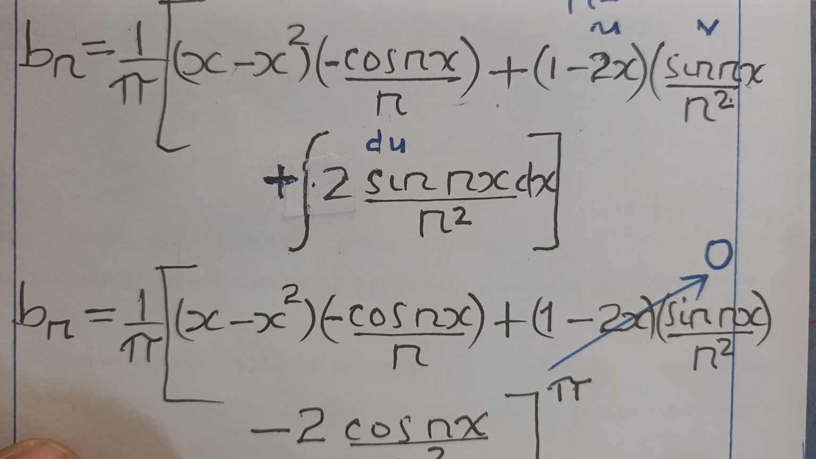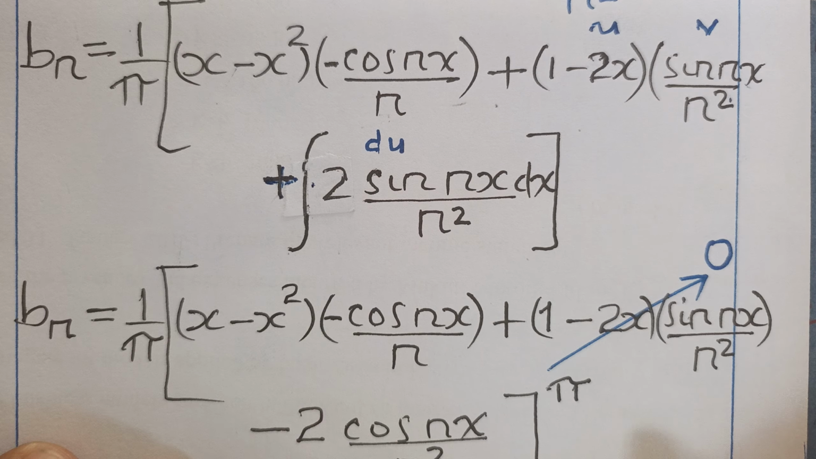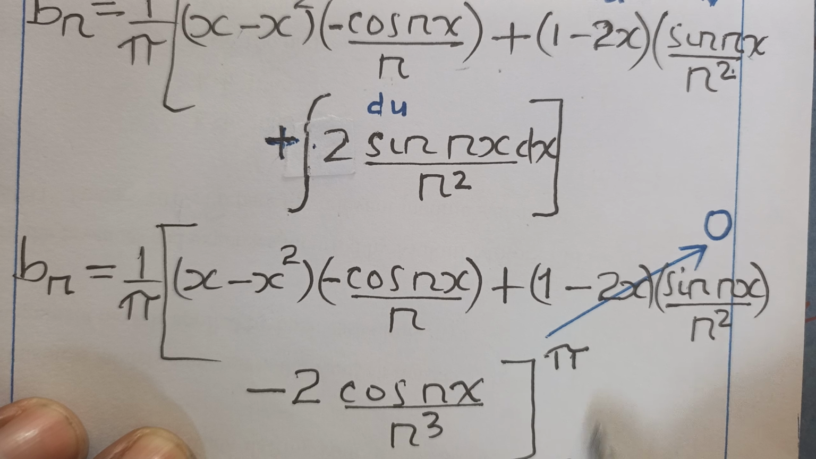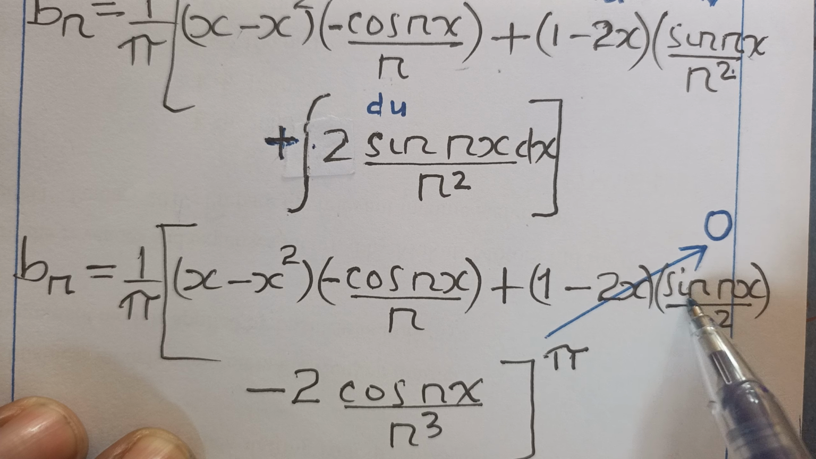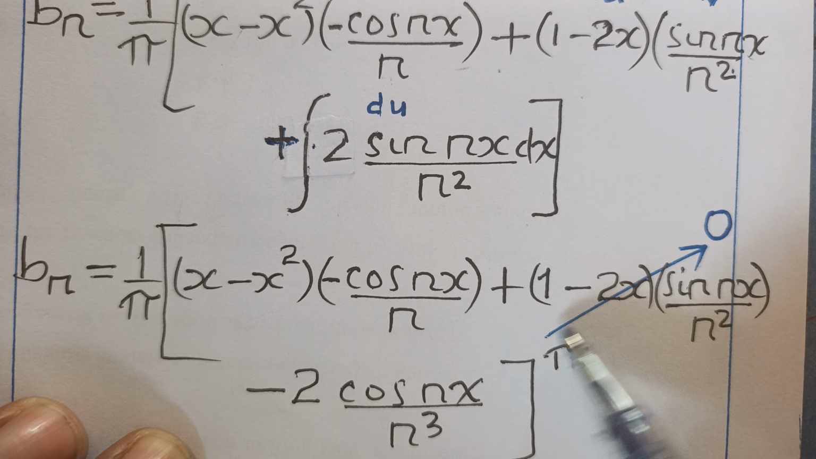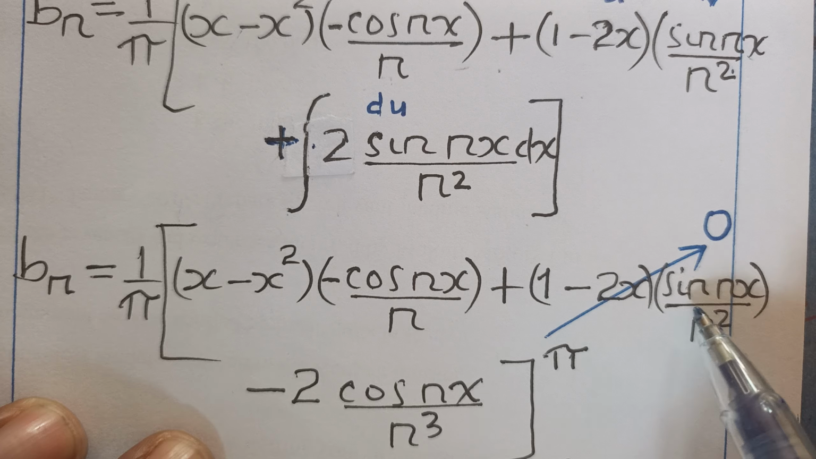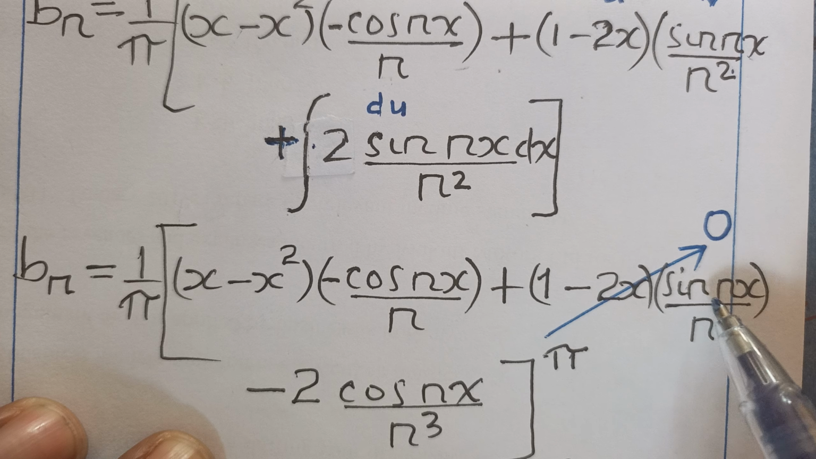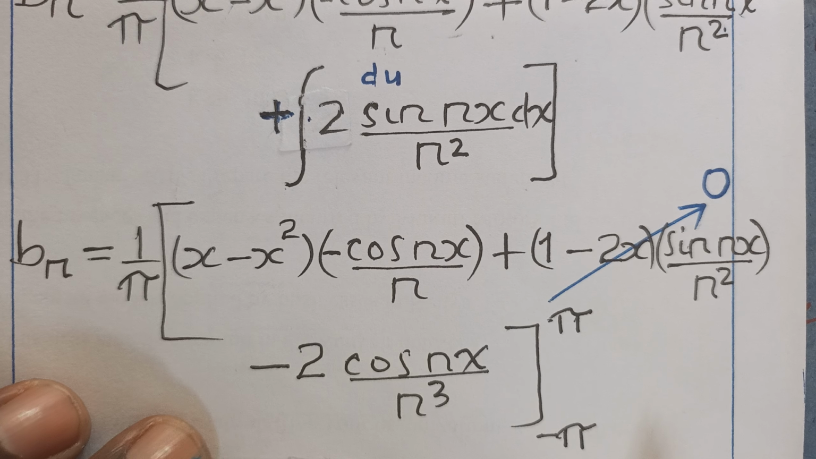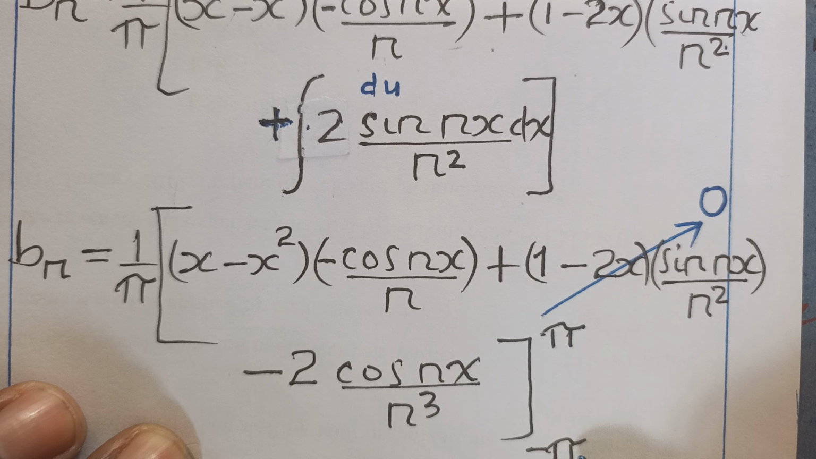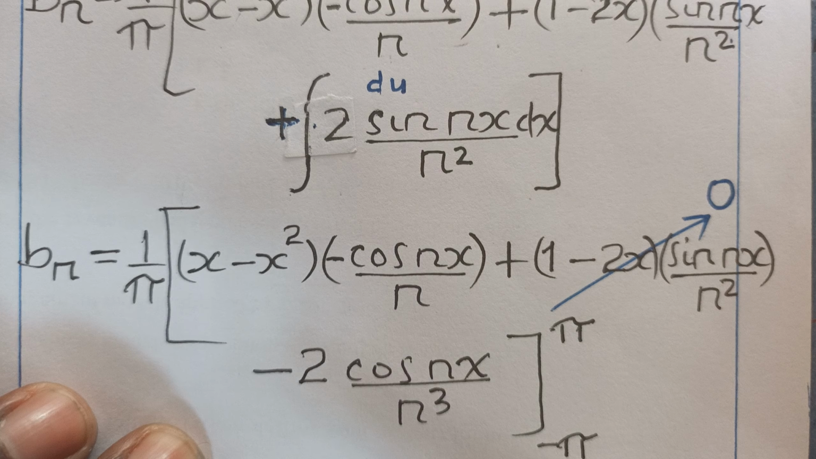This now becomes our bn, and now we are ready to replace with negative pi and pi. And this is cancelled because, as you said, sine nx will give us 0. That is, sine of 0, of 180, is 0, of 360 is 0. As you put n as 1, 2, and 3, you find that it's always 0. And so, guys, we now fix our limits, the lower limit and the upper limit.